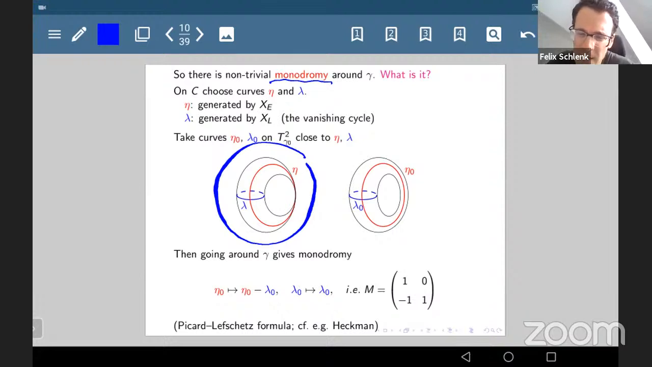There are many texts again, because everybody thinks he has to do it a bit better, either more intuitive or more computational. I like the text by Heckman very much. It's only about 3 pages. But the outcome is that the lambda 0 curve, the blue one, is just mapped back to itself. But the eta curve gets a shear contribution. You have to subtract from it once lambda 0. So the monodromy matrix in the basis eta, lambda is the one written. And this, of course, is exactly the Picard-Lefschetz formula.